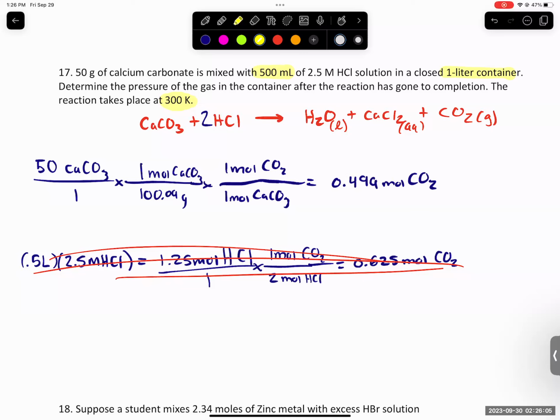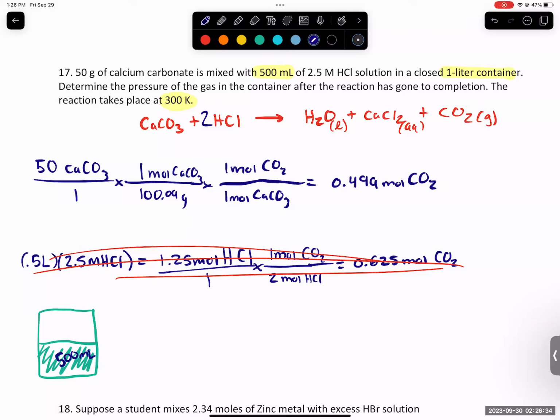So if we were to draw this out, basically what we have here is a closed container that's 1 liter in volume. Half of that is filled with a solution of 500 milliliters. So what is the volume for the gas? 500 milliliters.